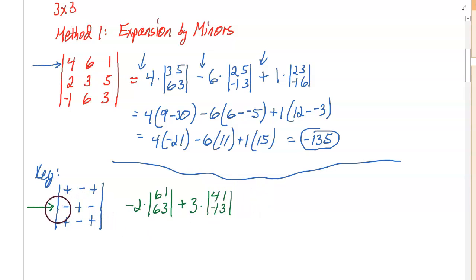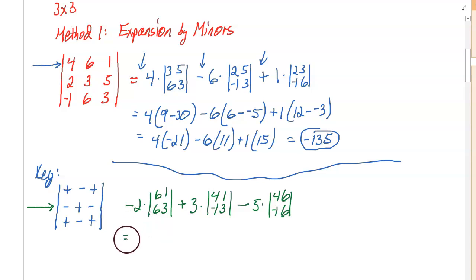Now our key says to go to a negative sign. And then the next number in row 2 is the 5. That gets multiplied by a 2 by 2 determinant. Now what are the numbers that are in that determinant? Don't use the numbers from row 2 or from the last column where the 5 is. So it's 4, 6, -1, and 6.